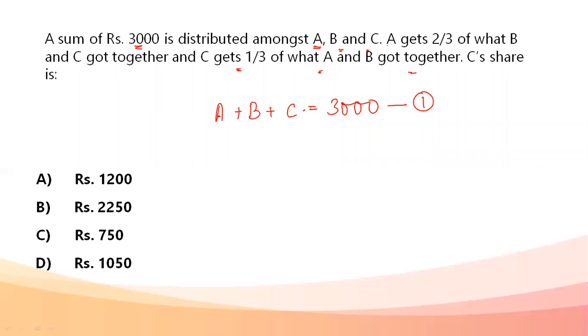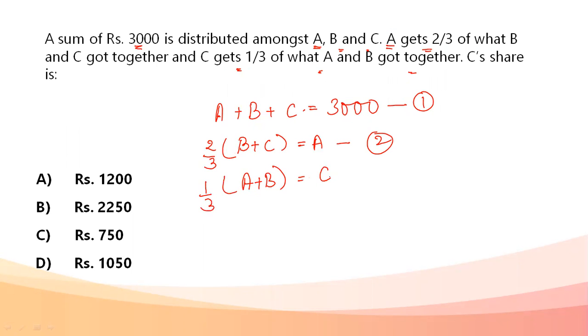Next, it is given in the question that A gets two-thirds of what B and C get together. B and C are getting something together, and A is getting two-thirds of that. This is my second equation. Next equation that could be formed: C gets one-third of what A and B are getting together. This is my third equation.